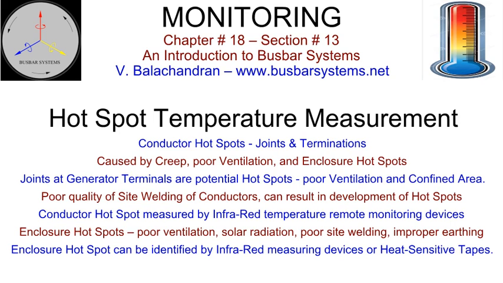In a conductor, hotspots can develop at joints in the run of the bus or at terminating ends. This can be attributed to several factors, including creep, poor ventilation, and enclosure hotspots. Connections near the generator terminals are potential hotspots, mainly due to poor ventilation and confined area. Forced evacuation of hot air from inside the generator terminal enclosure has been carried out to lower temperatures.